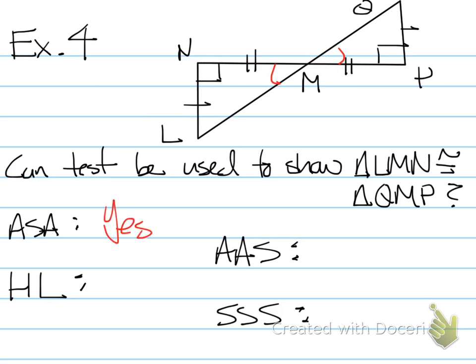Hypotenuse leg we cannot use because we don't have any information about the hypotenuse for the two right triangles. Angle, angle, side we can use because we have two angles congruent and a non-included side. That one should be yes. And side, side, side we cannot use since we don't know the measures of the hypotenuse.